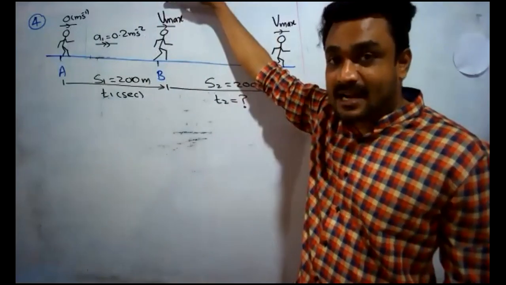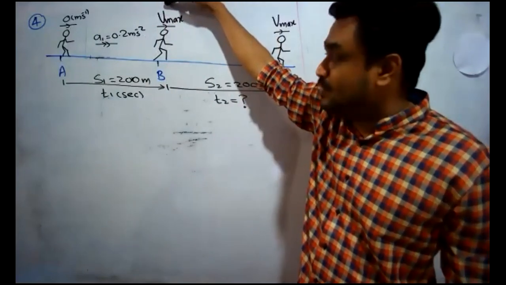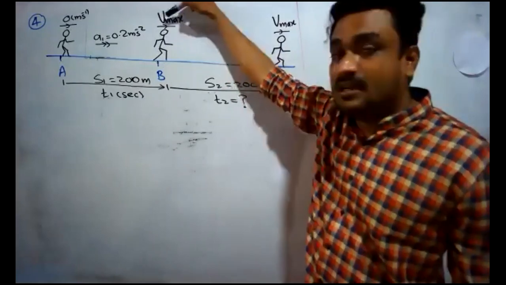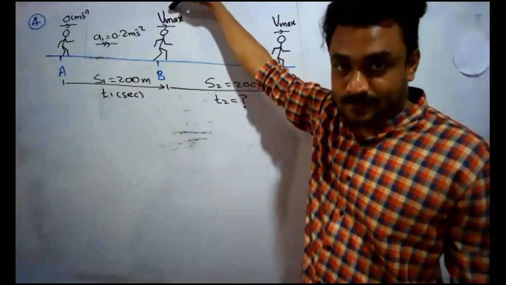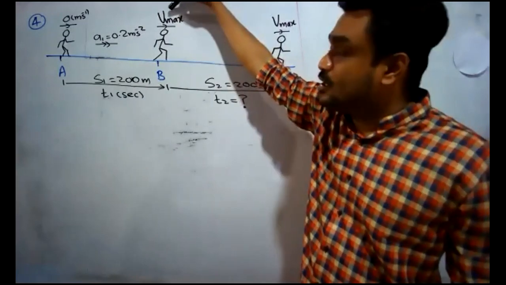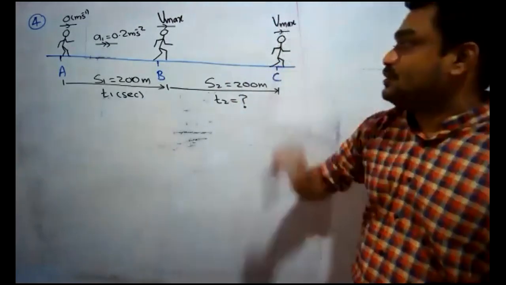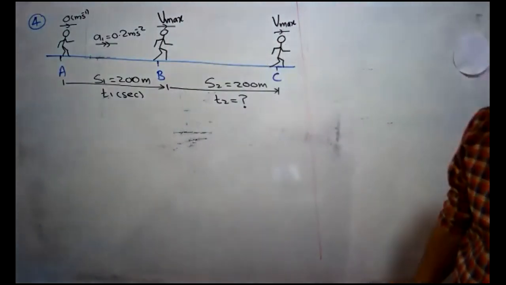Boy obtained that 5 meter per second maximum velocity at the point B. So I have marked the velocity of the boy as 5 meter per second at the point B. Got it? And he does not change this velocity until he reaches the point C. That's what I have said.